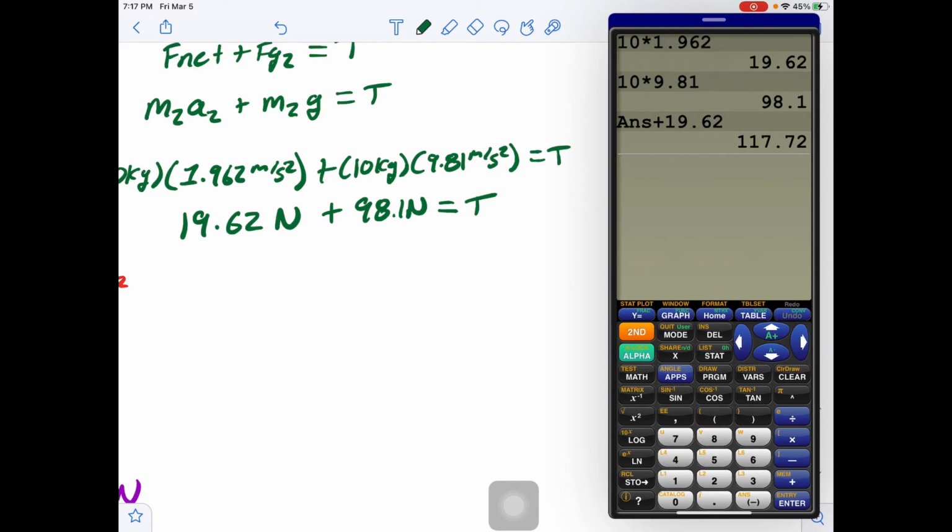So my tension ends up being 117.72 newtons, and that's my tension.